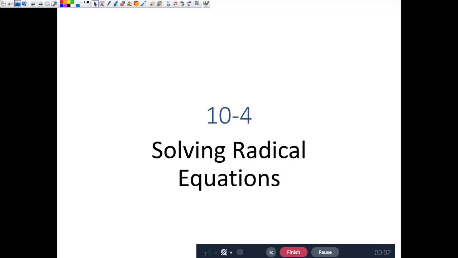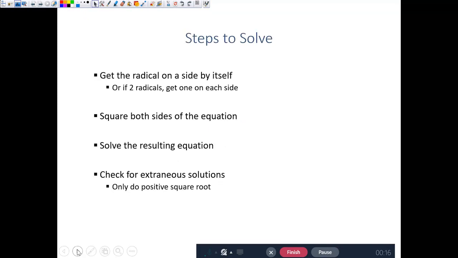So we're going to be solving equations that have basically square roots. However, inside the square root is going to be one of our variables. Okay? So the steps for solving these equations, the first thing is to get the radical on one side by itself. Or if there's two radicals, you want one on one side and one on the other side. Okay? Then you're going to square both sides of the equation.